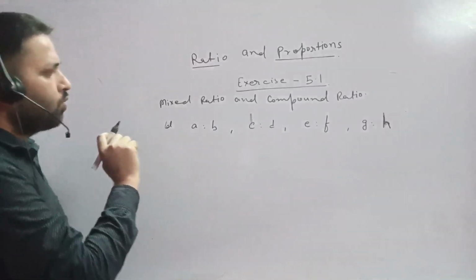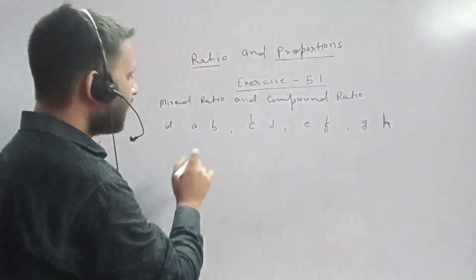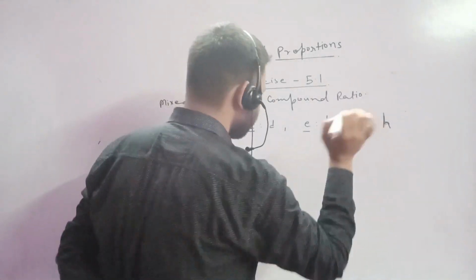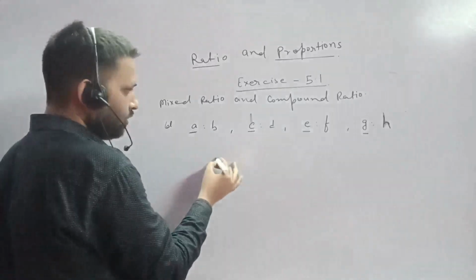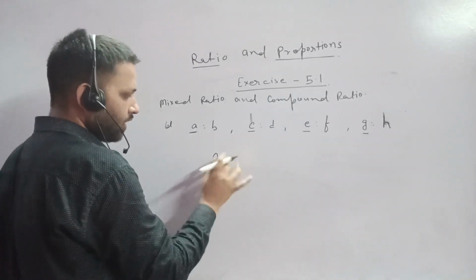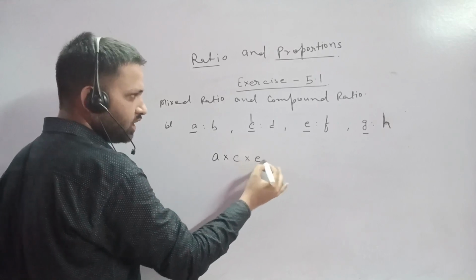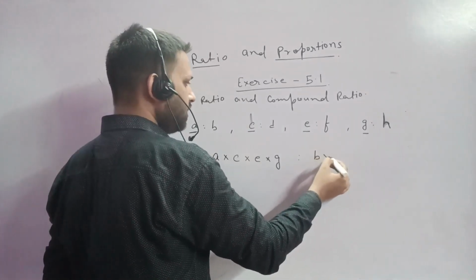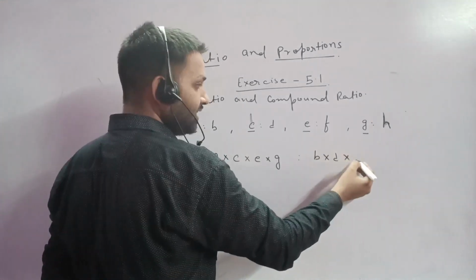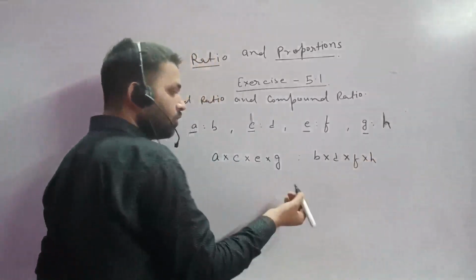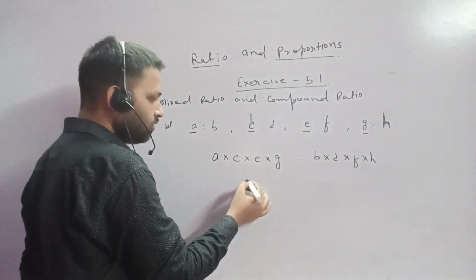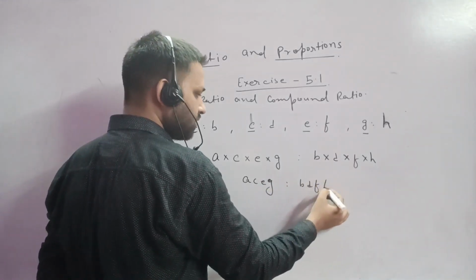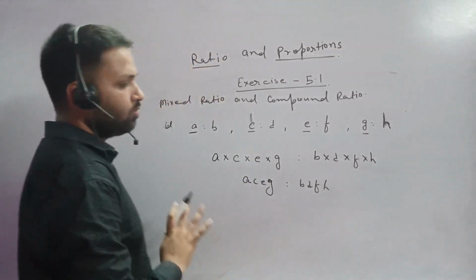So what you do is multiply all antecedents to antecedents. There you multiply A into C into E into G, is to consequents B into D into F into H. Then you get a new ratio, ACEG is to BDFH. That is called the compound ratio or mixed ratio.